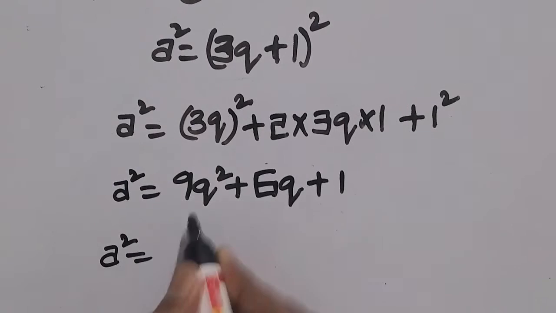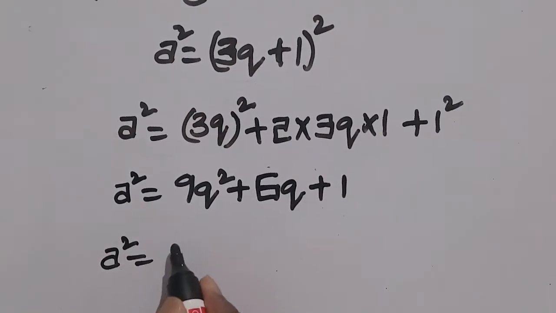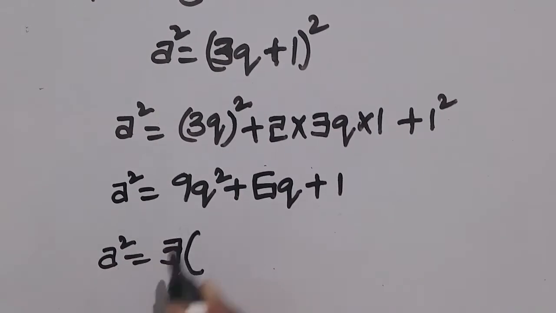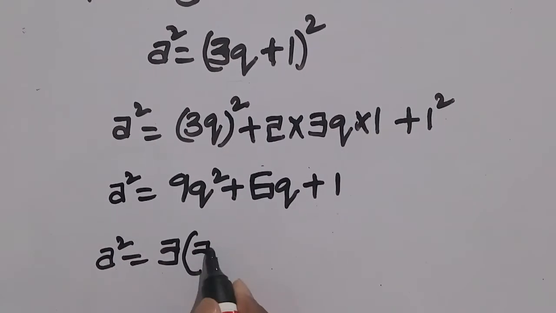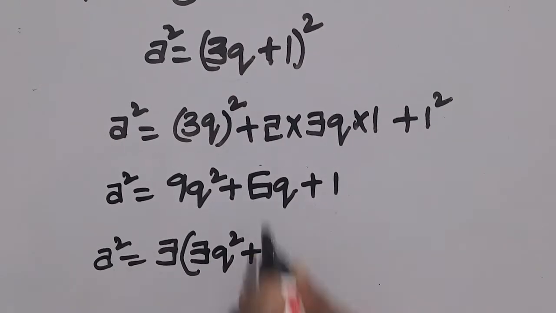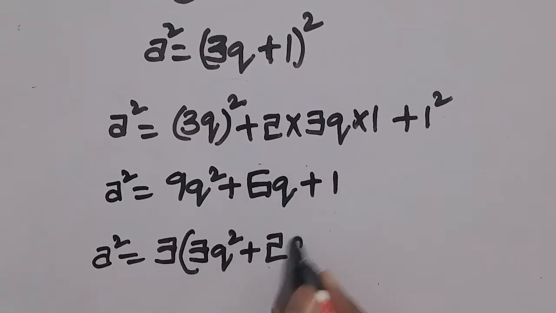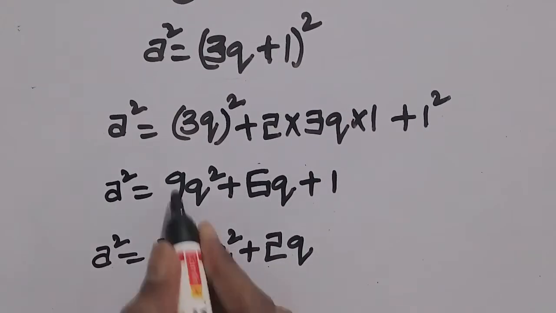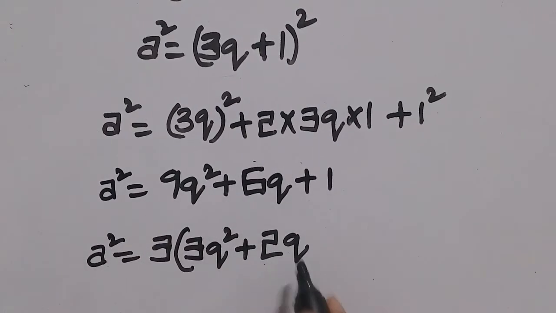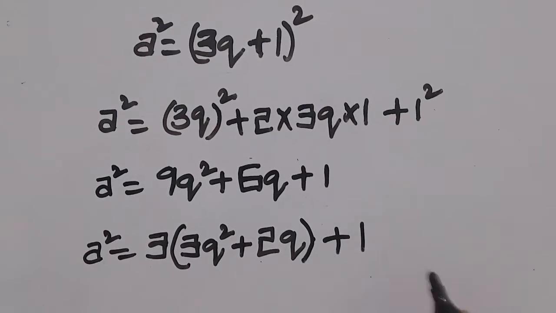A square is equal to, in this, 3 is common, therefore we'll take 3 common. Taking 3 common, what will be left? 3 into 3 is 9, so 3q square, plus 3 into 2 is 6, so taking 3 common, 2 we will get here, 2q. You can check: 3 into 3 is 9q square, plus 3 into 2 is 6q, close the bracket, plus 1.